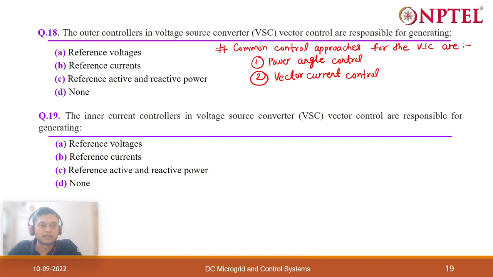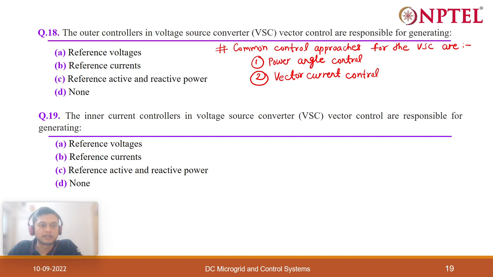Power angle control is generally straightforward, meaning for controlling the active power there is some phase shift difference between the output of the converter and the bus voltage, so that the active power flows, and the reactive power flow depends on the voltage magnitude difference. So on this concept, that active power flow depends on the phase angle difference and reactive power flow depends on the voltage magnitude difference, this power angle control works. So this is quite straightforward.